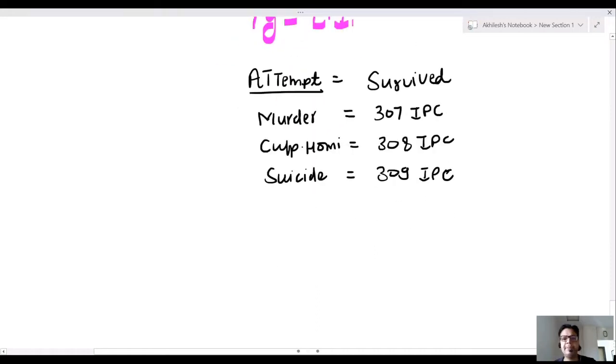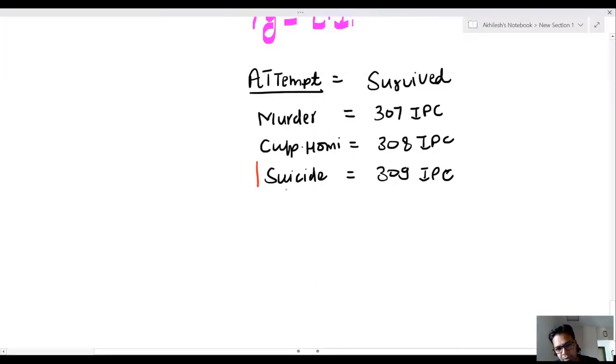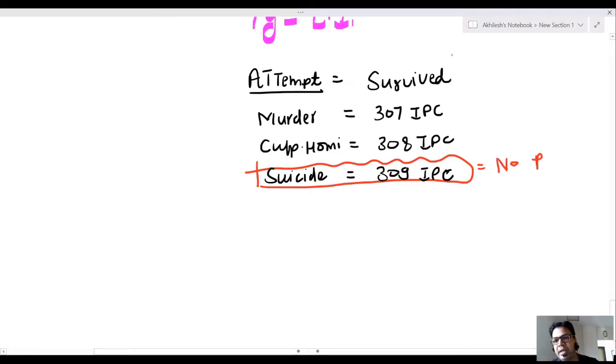Now tell me, which IPC has been decriminalized? No punishment for which IPC? Yes, there is no punishment for 309 IPC. Now, I am giving two questions. Just write them down. Listen.